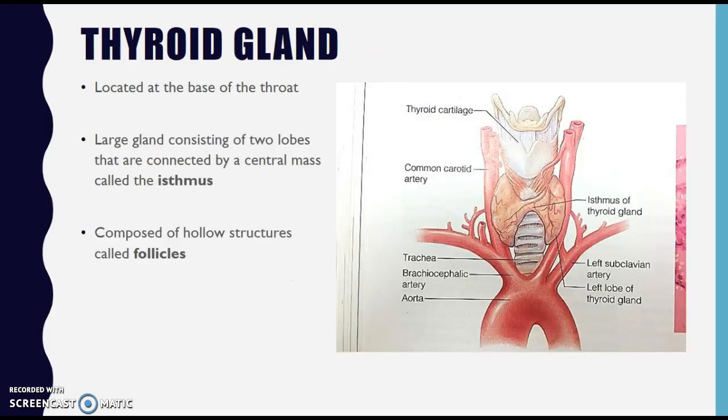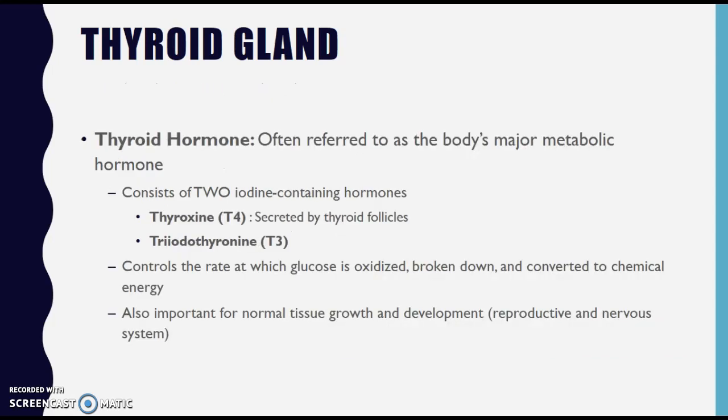The thyroid gland is found at the base of the throat. It's a really large gland consisting of two lobes connected by what we call the isthmus, and that's the kind of central mass. It's composed of hollow structures called follicles, and those are what actually are going to be creating and releasing the hormones.